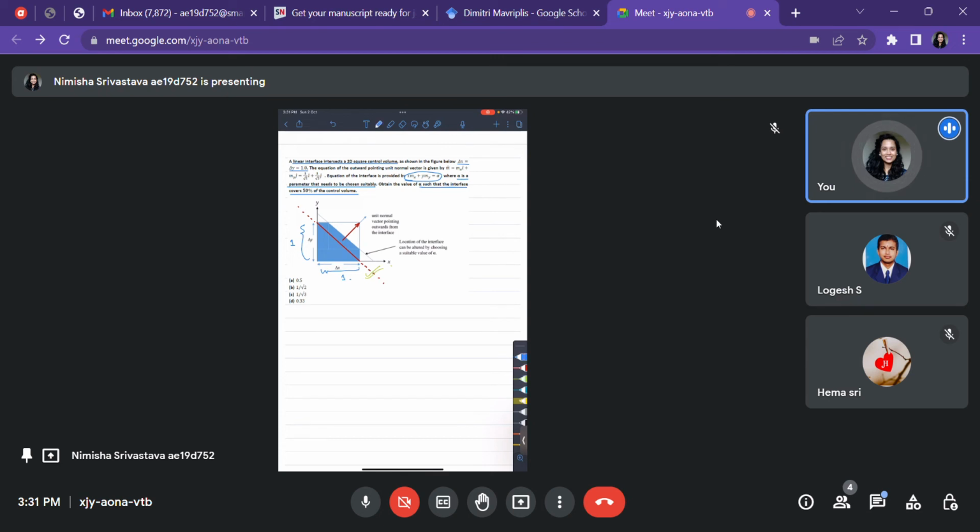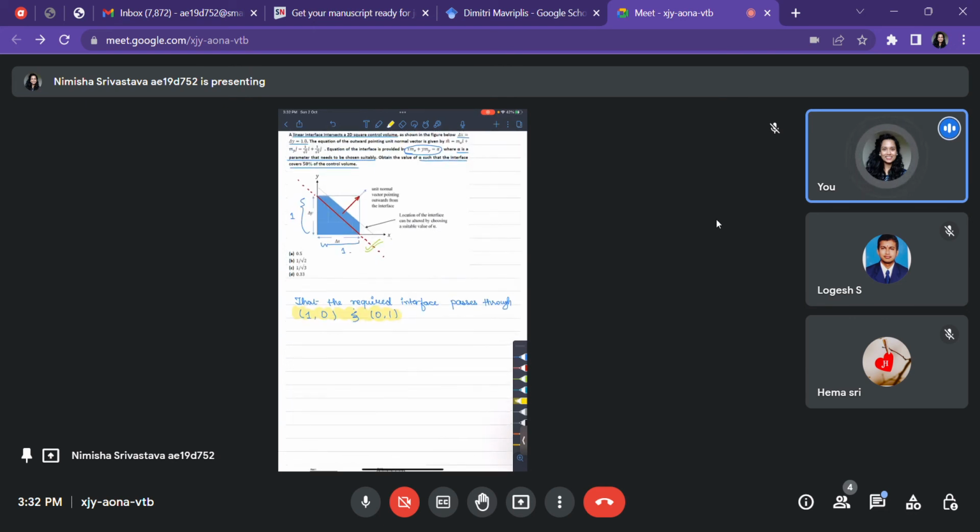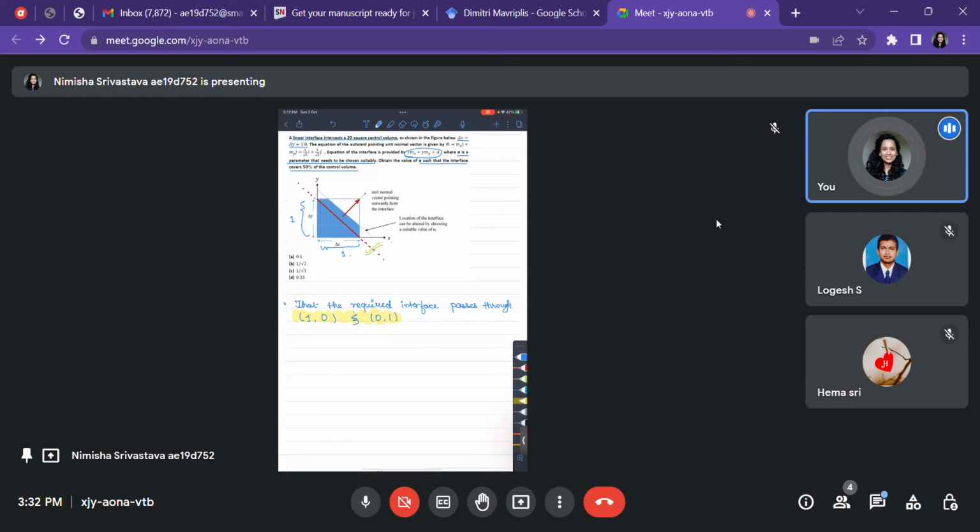So what can we tell from this straight line? Straight away we can see that the required interface passes through 2 points. One is 1 comma 0 and the other is 0 comma 1. So this is information that we already have. By geometric observation we can easily find that this is something that we require. Let's see what else is given to us.